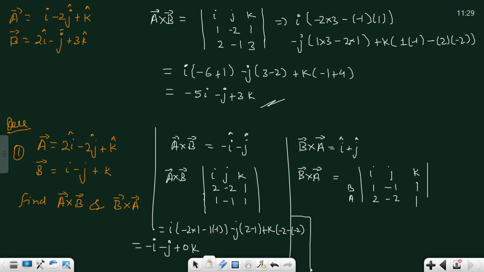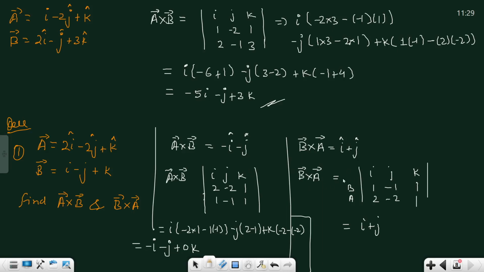When you go for the same process, you will get i plus j as the answer. Clear? So to convert from A cross B to B cross A, you multiply by -1, right? A cross B is minus B cross A. But you should know the method.